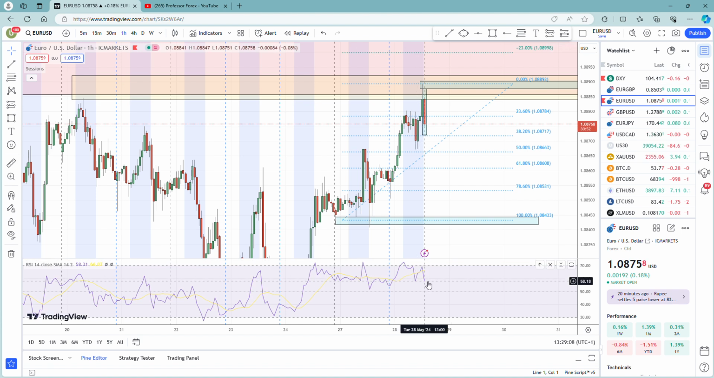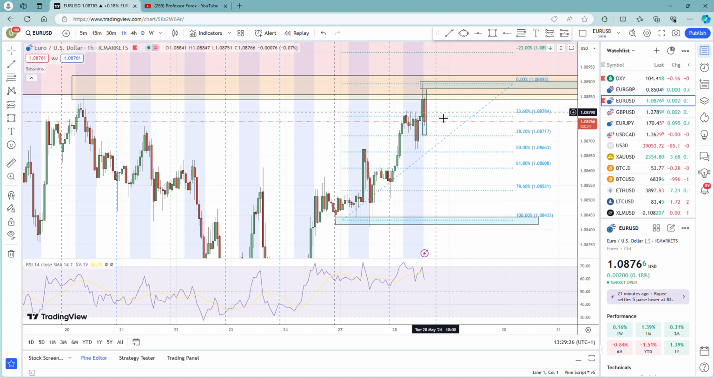And also you can look at this RSI indicator, which shows that it was at 70, which indicates it's overbought, and now it's going to retrace down. So that is a secondary indicator which shows that it's a good time to sell. And this is live price action at the moment on Tuesday the 28th.